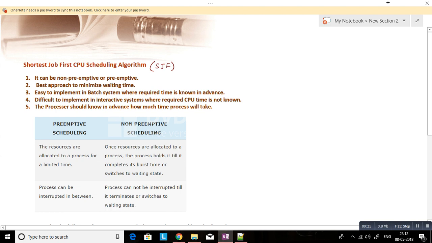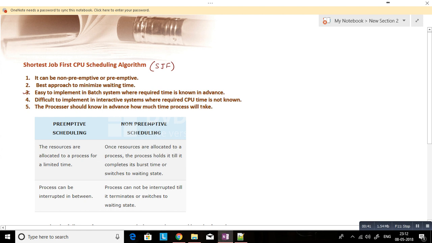It is easy to implement in a batch system where the required time is known in advance. It is difficult to implement in an interactive system where the required CPU time is not known. And fifth, the processor should know in advance how much time the process will take.